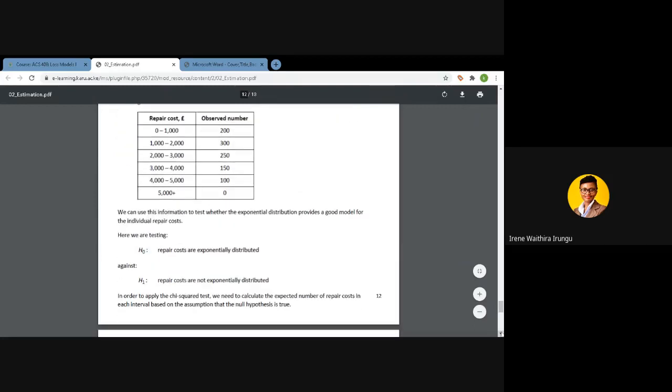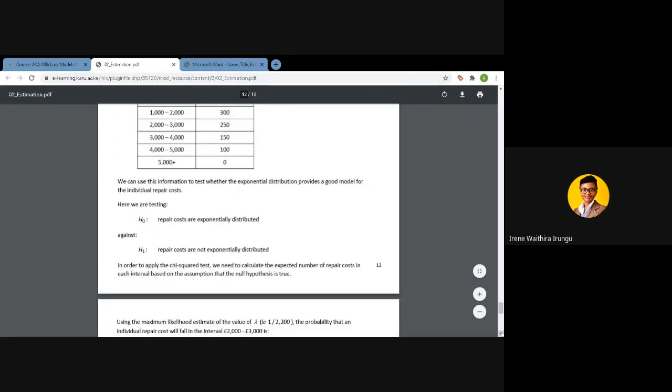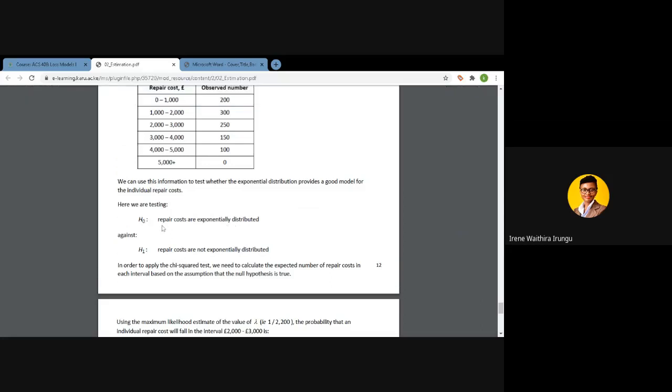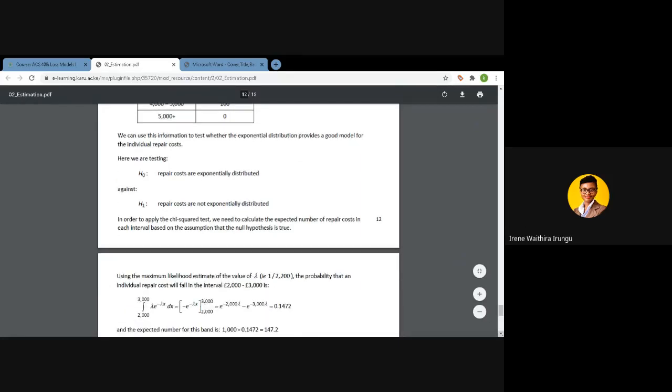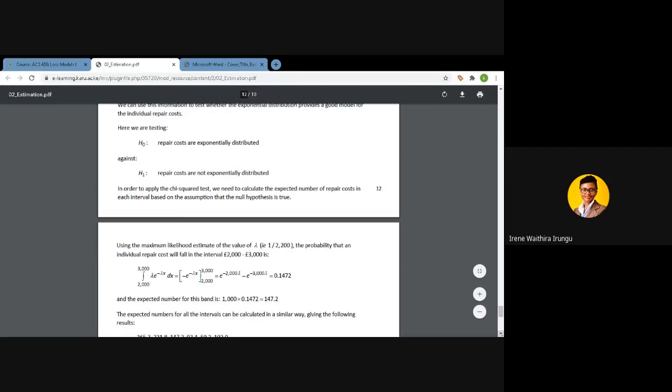In this case, we're simply evaluating a hypothesis, and our null hypothesis states that the repair costs are actually exponentially distributed, against an alternative hypothesis that the repair costs are not exponentially distributed. So we'll use the chi-square. So we will need to determine what has been the expected number.